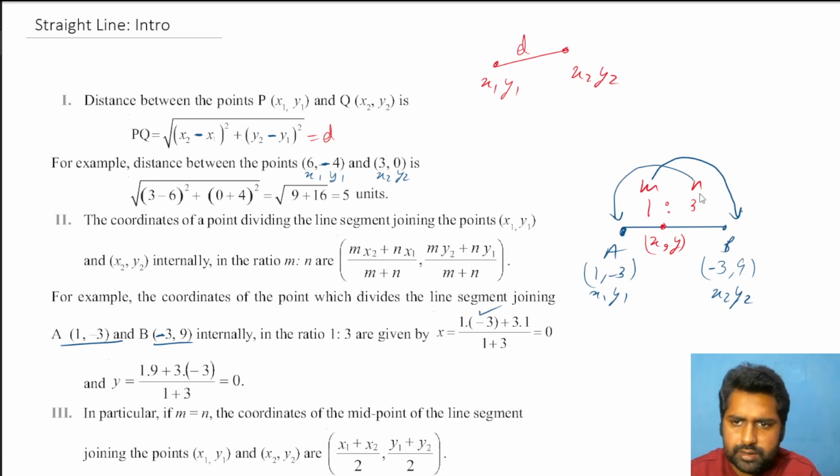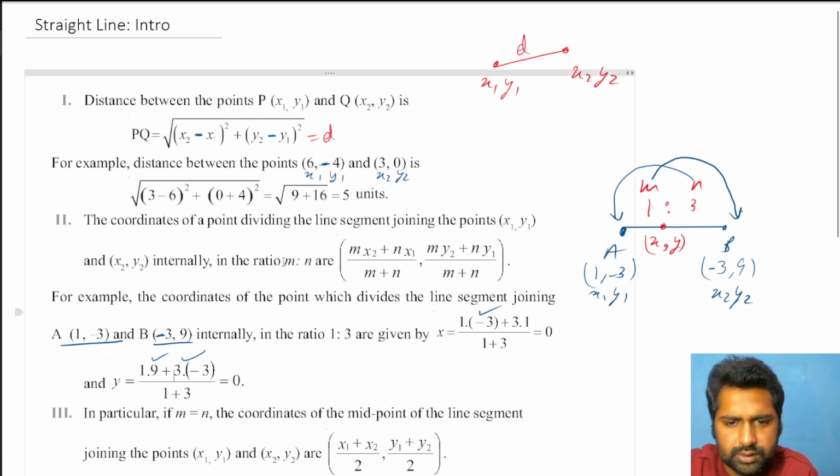The same thing is done here: 1 multiplied by 9, 3 multiplied by minus 3, and then the addition of the ratio, that's 3 plus 1. You can solve, and you will get the x coordinate and y coordinate of this point. In this example it is coming 0 comma 0. So 0 comma 0 is the point which divides this line segment in 1:3. That's something basic of coordinates.